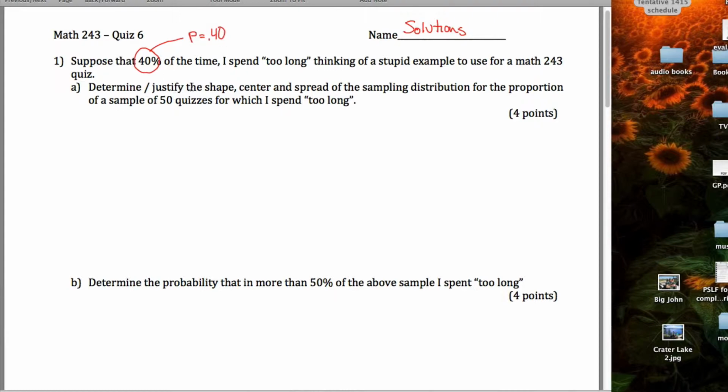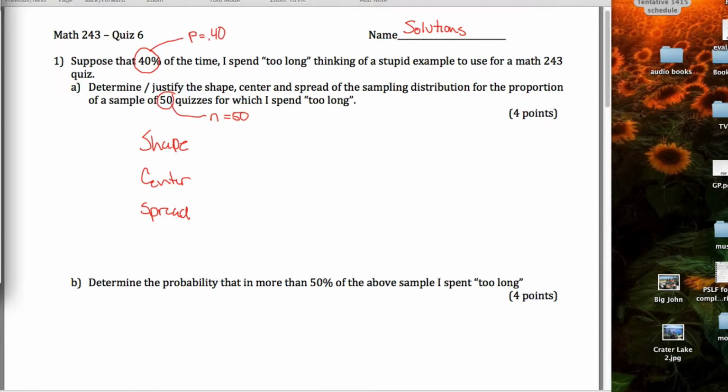So determine and justify the shape, center, and spread. Hopefully you knew this was coming. Of this sampling distribution of the proportion. Key fact here is that my sample will have 50 quizzes. What that tells me is that n equals 50. The number of observations in my sample size is 50.